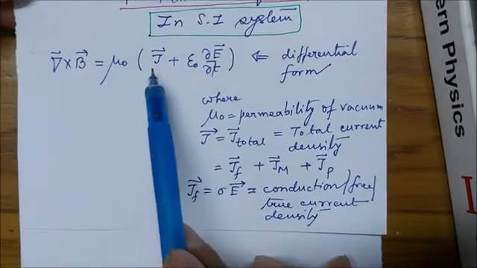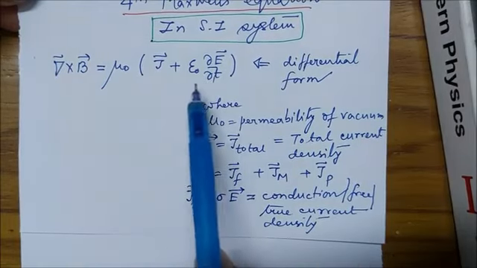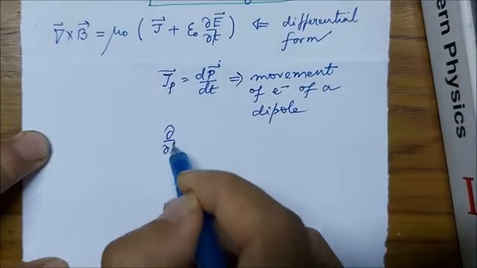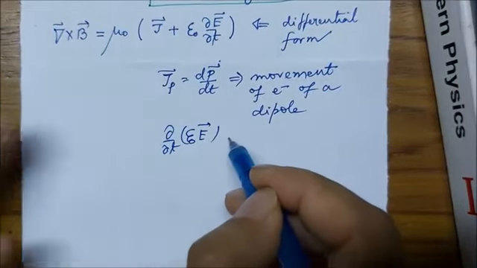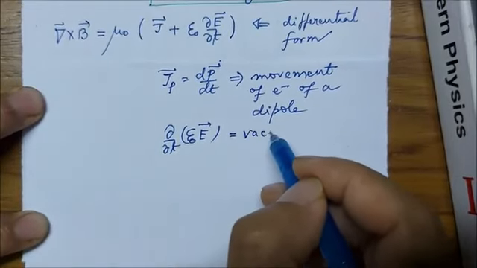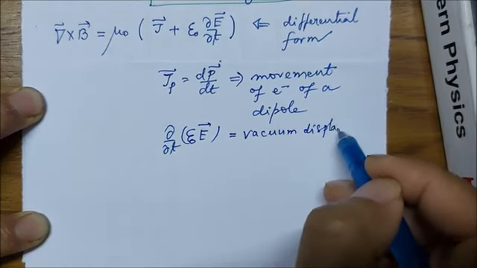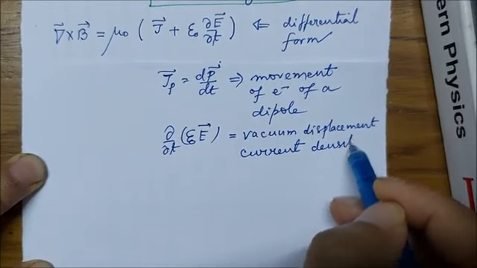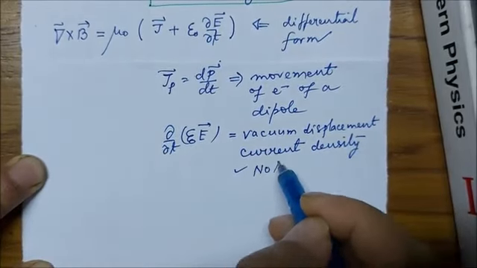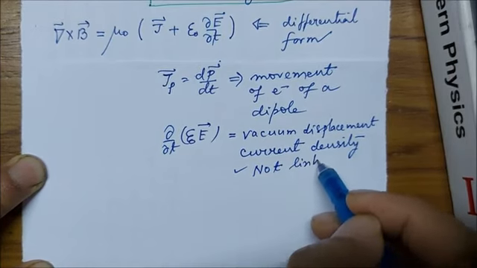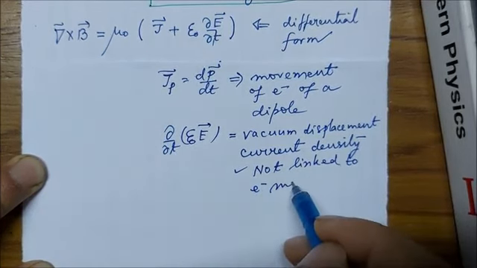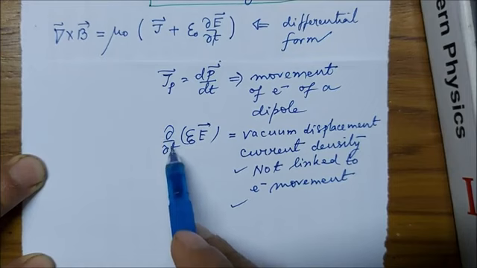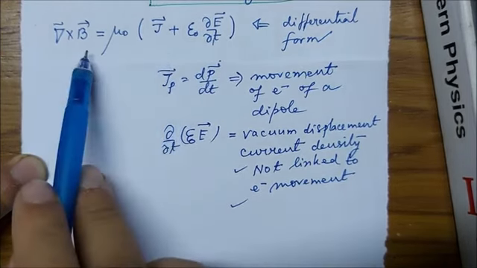So J on the right hand side of this fourth Maxwell equation corresponds to physical movement of electron, and this term can be written as, it is called vacuum displacement current density, and is not linked to, that is, does not involve any electron movement, and it corresponds to variation of E with time that generates a B field, and this is Maxwell's concept.